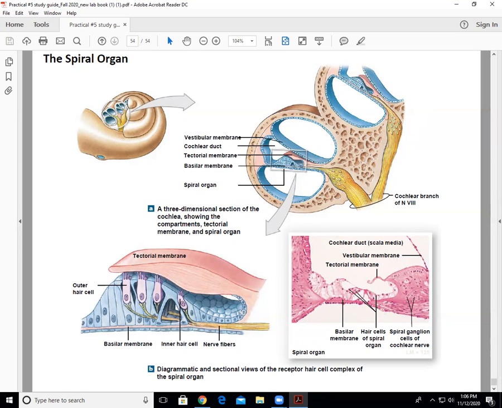All right, so I'm going to give you a couple minutes to look over and put some ears by your table so you can look at some of those different structures. And then we're going to start our brain dissection.